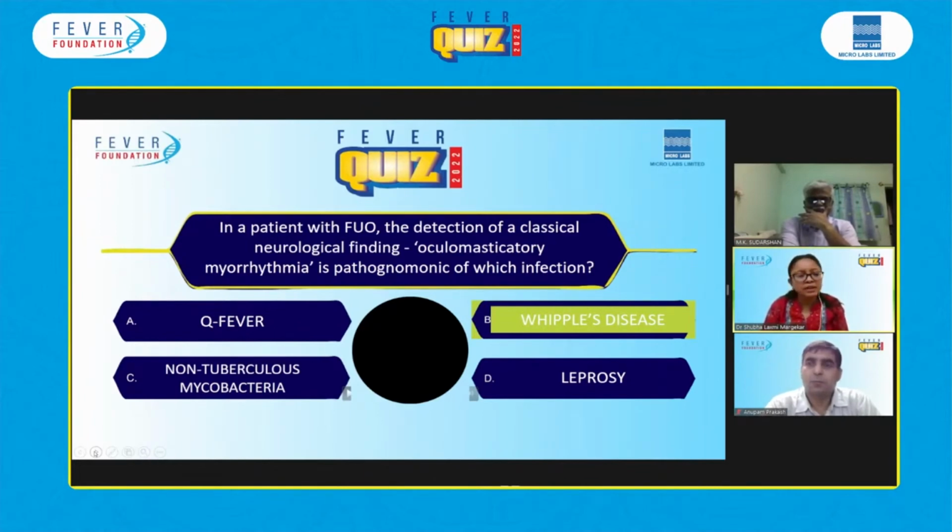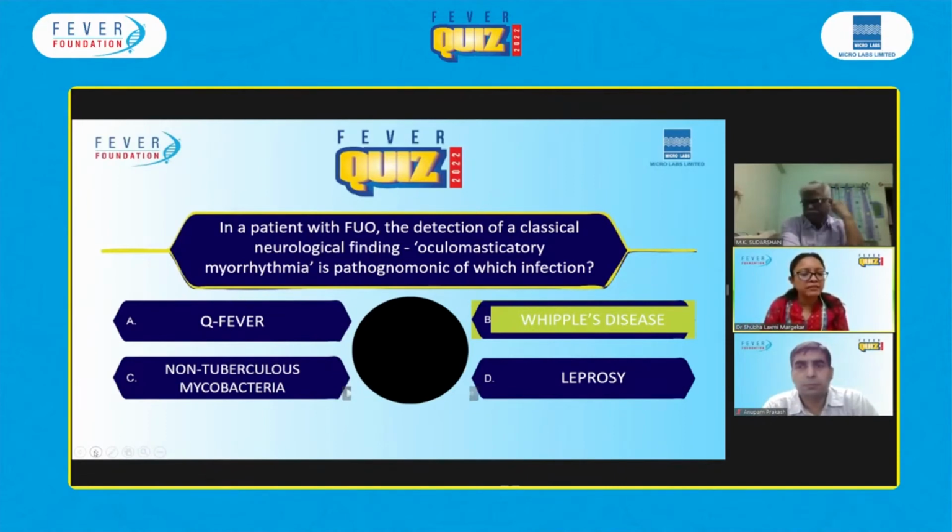Whipple's disease is a rare systemic bacterial infection that affects the joints as well as the gastrointestinal tract. And this may cause the pathognomonic oculomasticatory myorhythmia. What is it? It is actually an eye movement disturbance and myorhythmia, that is rapid repetitive movement of the muscles of the face, and together it is referred to as oculomasticatory myorhythmia. So if it is present, it is pathognomonic of Whipple's disease. The others, Q fever, non-tuberculous mycobacterium, and leprosy, we are all aware of. So this finding is specific to Whipple's disease.